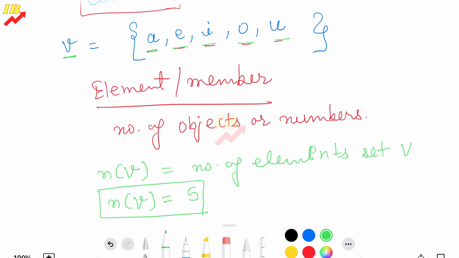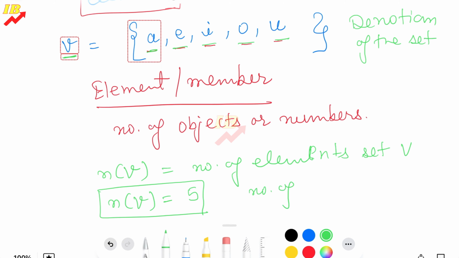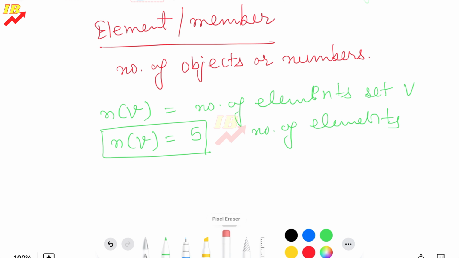This is called the notation of the set, how we denote it, and this is called the number of elements. This is going to be a whole number every time, or you can say a natural number. This number is always going to be a positive number, or we can say a whole number.